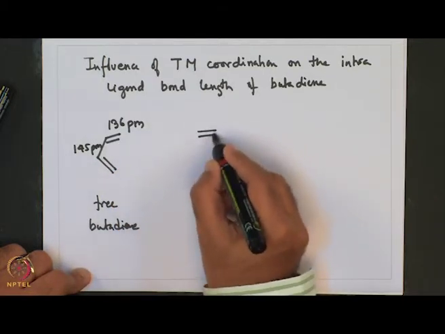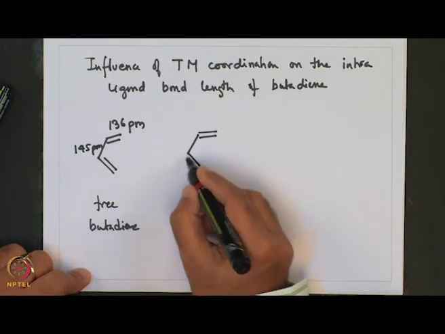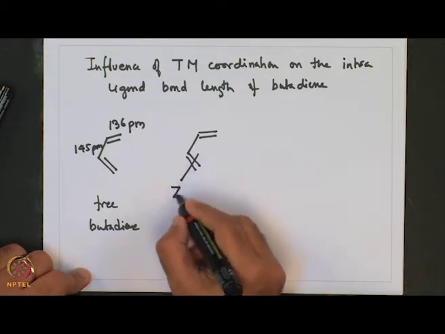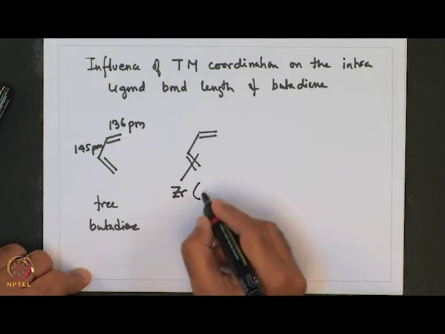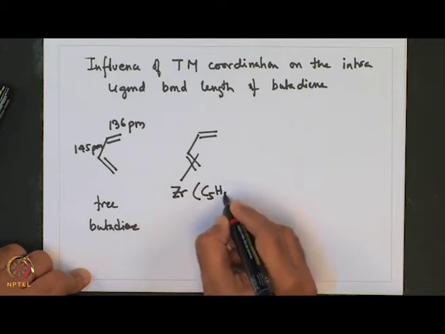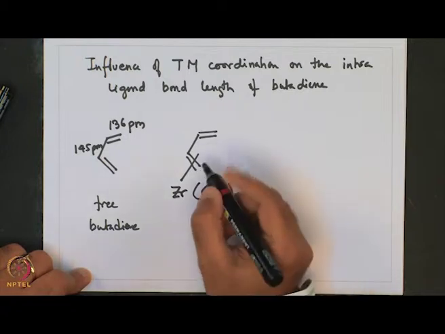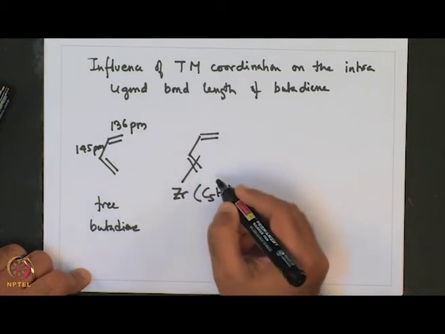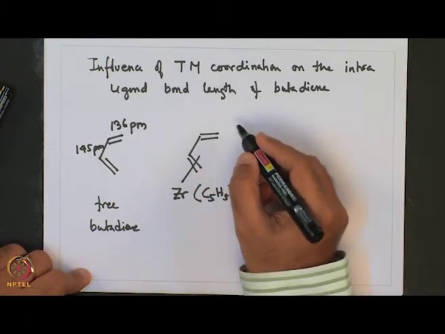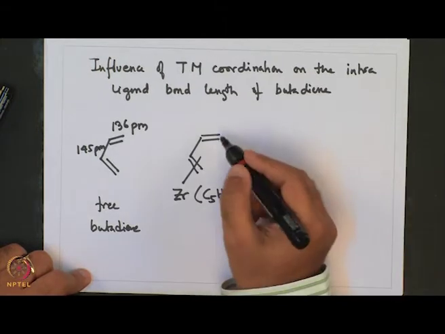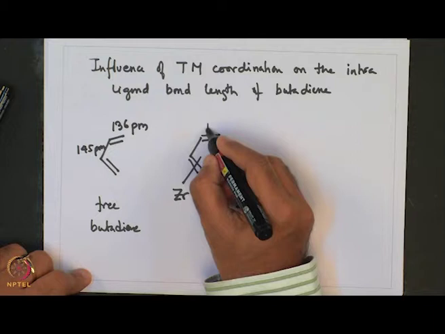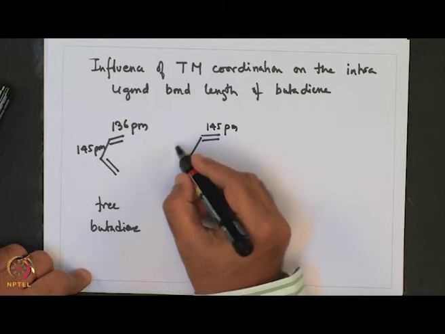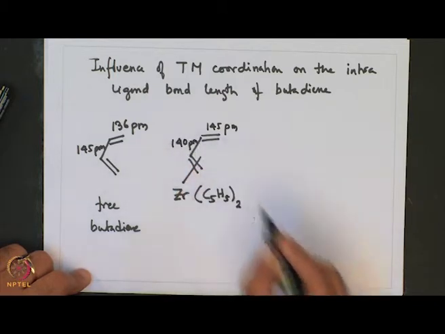But when it coordinates to a metal, particularly zirconium Cp2, then the terminal bond length, depending on the population and depopulation, the extent of forward sigma donation and pi back donation, has increased to about 145 picometer, and the internal one has shortened to about 140 picometer.